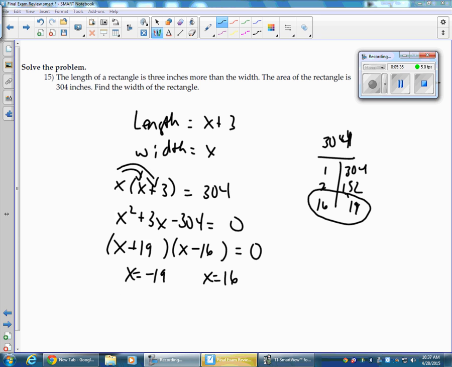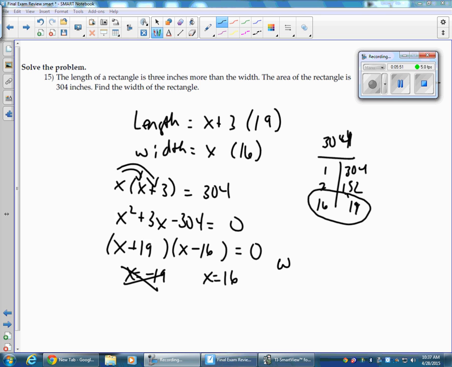Well, it can't be negative 19 because we're talking about the width of a rectangle, which can't be a negative number. So the width is going to be x, so the width is going to be 16, and the length is going to be x plus 3, so the length would be 19, and the area of that would be 304. And they want to know what is the width.